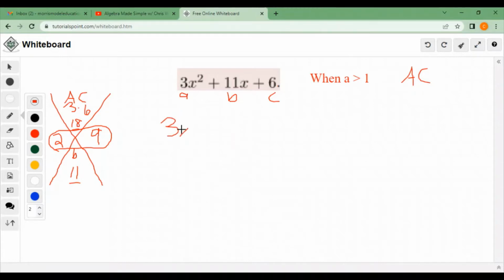It was 3x squared. That first term we're going to keep exactly the same, okay? 3x squared does not change. What will change is this 11x. Instead of saying 11x like we originally had, we're going to break it into components, and we're going to take the 2 and the 9 that we just got over here, and we're going to put that in the place of the 11.